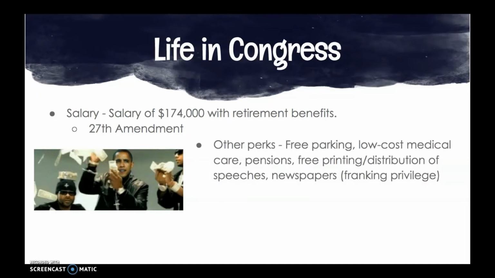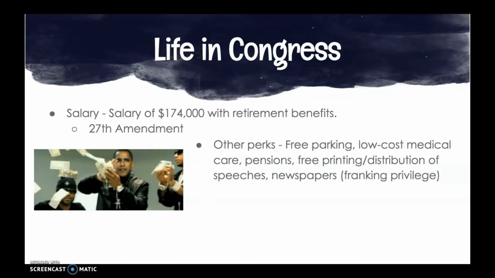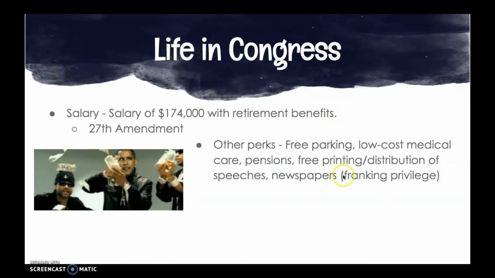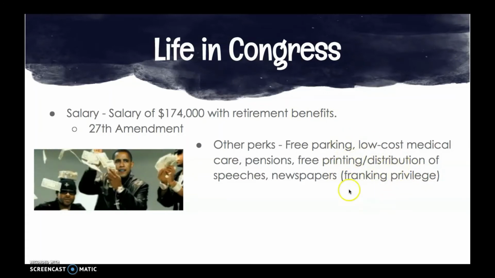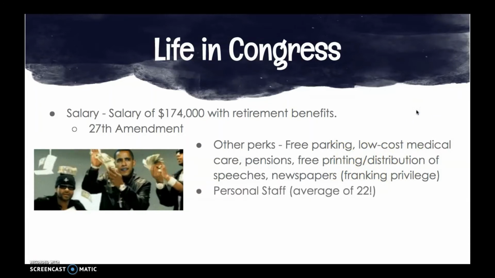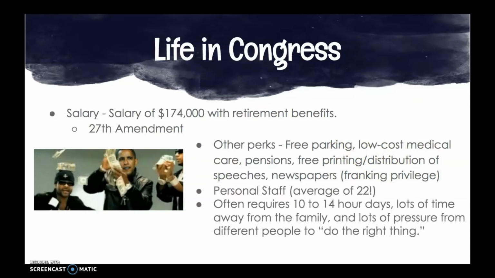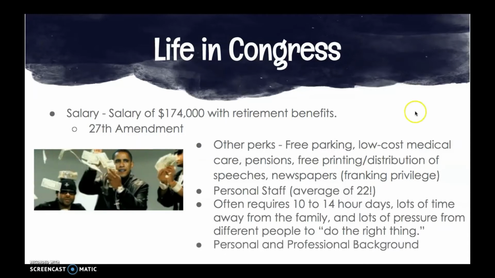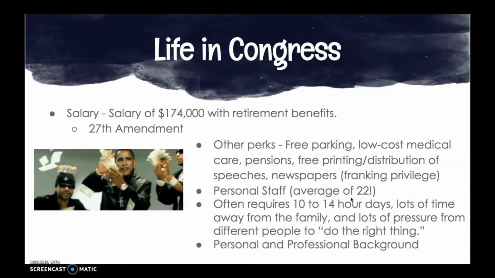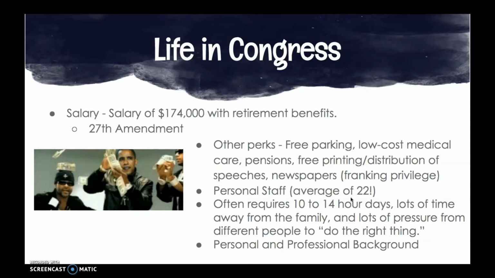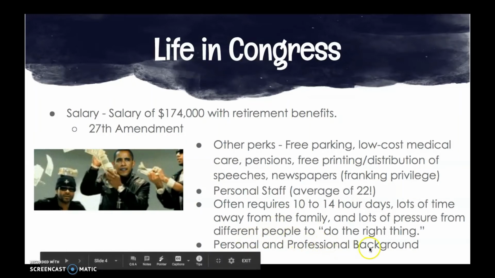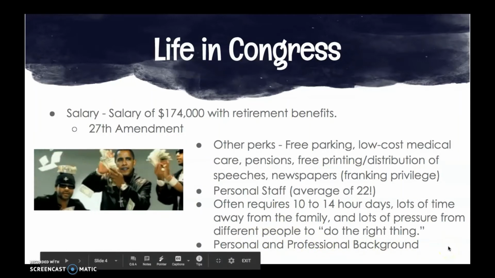Just some other perks. Congress receives free parking, low-cost medical care, pensions, free printing, distribution of papers. We call this the franking privilege. And all of this franking privilege comes in handy when it comes to re-election. They also have a personal staff, on average about 22 people. And ultimately, this is a very demanding job, requiring 10 to 14-hour days, time away from family, pressure from the public. And what we've seen is a lot of backlash surrounding the personal and professional backgrounds of Congress.